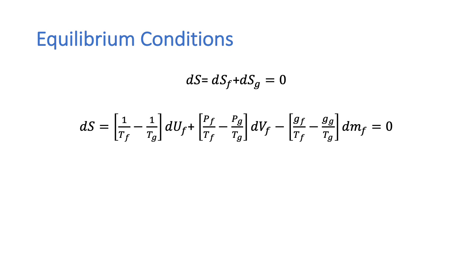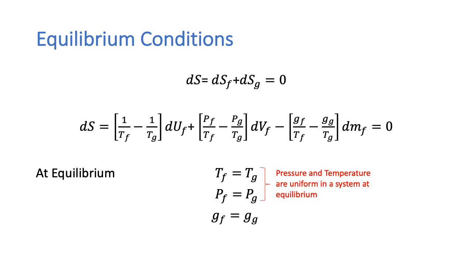Now, since we know that dU_F, dV_F, and dM_F can have arbitrary values and they are independent, all three of the quantities in brackets must equal 0. If we set those three equal to 0, then we say that at equilibrium, T_F is equal to T_G, P_F is equal to P_G, and G_F is equal to G_G.